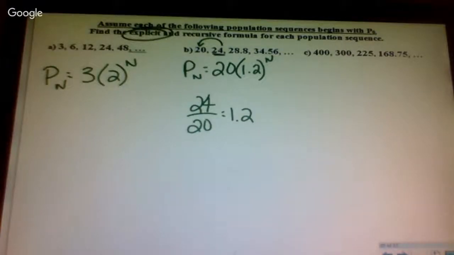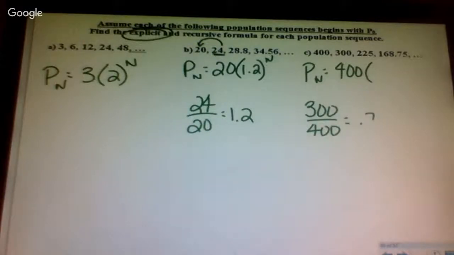That's your explicit formula. So, for instance, if I told you I wanted to find the 7th number in that sequence, you would replace n with 7 and solve. That's it. Finally, this last one. This is going to look like P sub n equals 400 times what? 0.75. Remember, pick a number, divide it by the number that comes before it. This is 0.75 raised to the n.